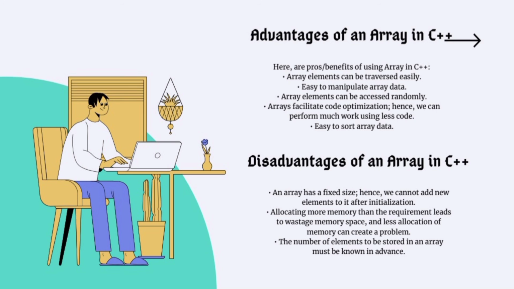Disadvantages of an array in C++. An array has a fixed size. We cannot add new elements to it after initialization. Allocating more memory than the requirement leads to wastage of memory space, and less allocation of memory can create a problem. The number of elements to be stored in an array must be known in advance. So that's all.